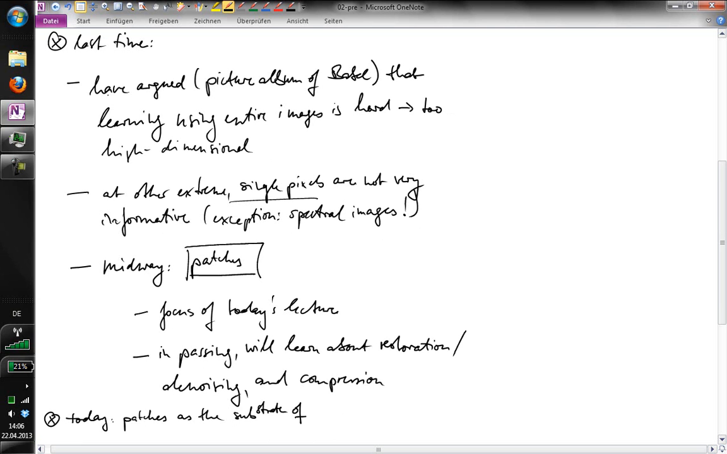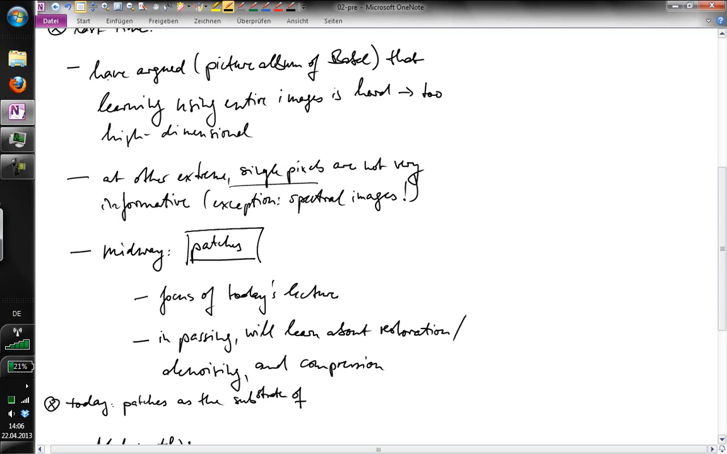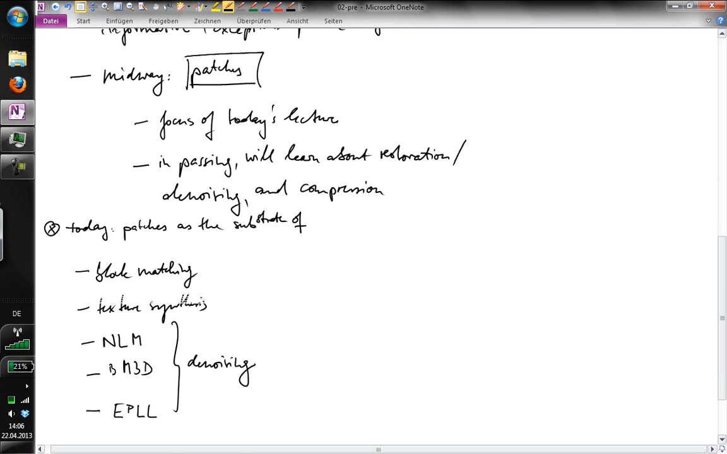On the one hand, I will try to give a feeling for what you can and cannot do with patches. On the other hand, we will learn quite a bit about denoising, looking at the very recent literature in the field. When I last gave this lecture in 2008, half of the methods that I'm mentioning were just being published, and the other half was not even around yet. So this is pretty new stuff. Today: patches as the substrate of block matching, texture synthesis, and a number of denoising algorithms.